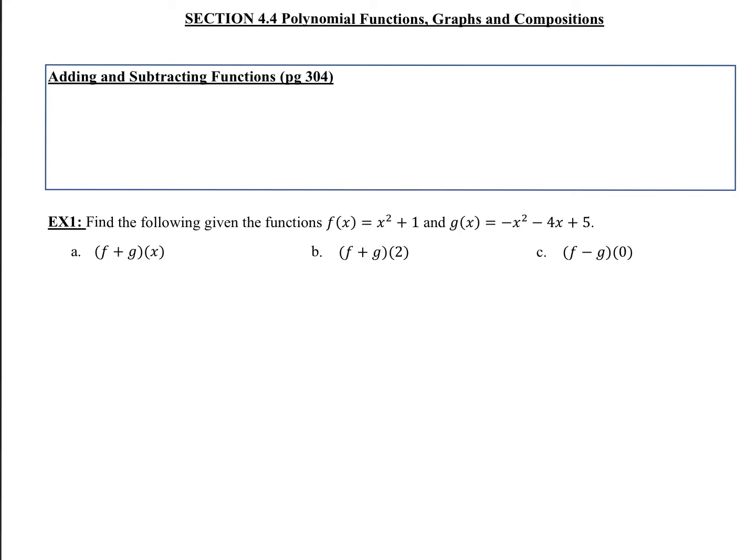Alright, welcome to section 4.4. So, we're looking at adding and subtracting functions.